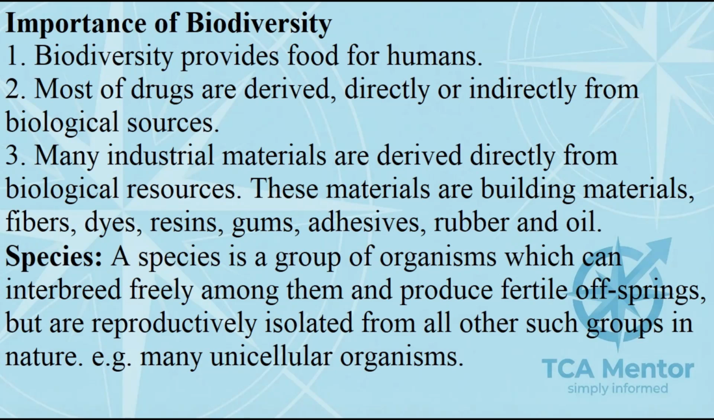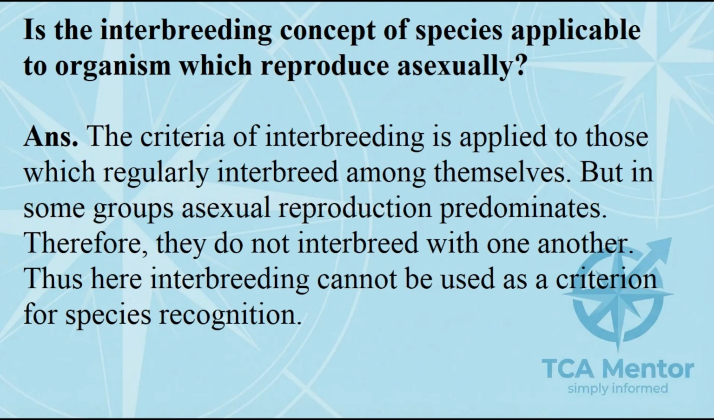Define species. ANS. A species is a group of organisms which can interbreed freely among them and produce fertile offsprings, but are reproductively isolated from all other such groups in nature. Is the interbreeding concept of species applicable to organisms which reproduce asexually?